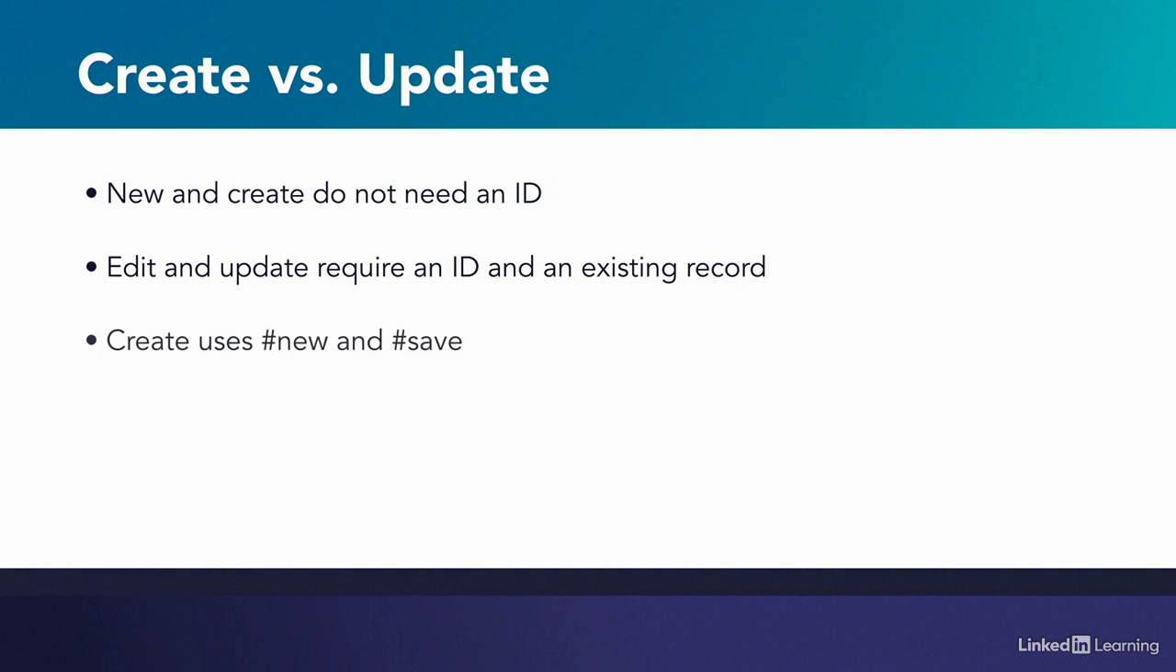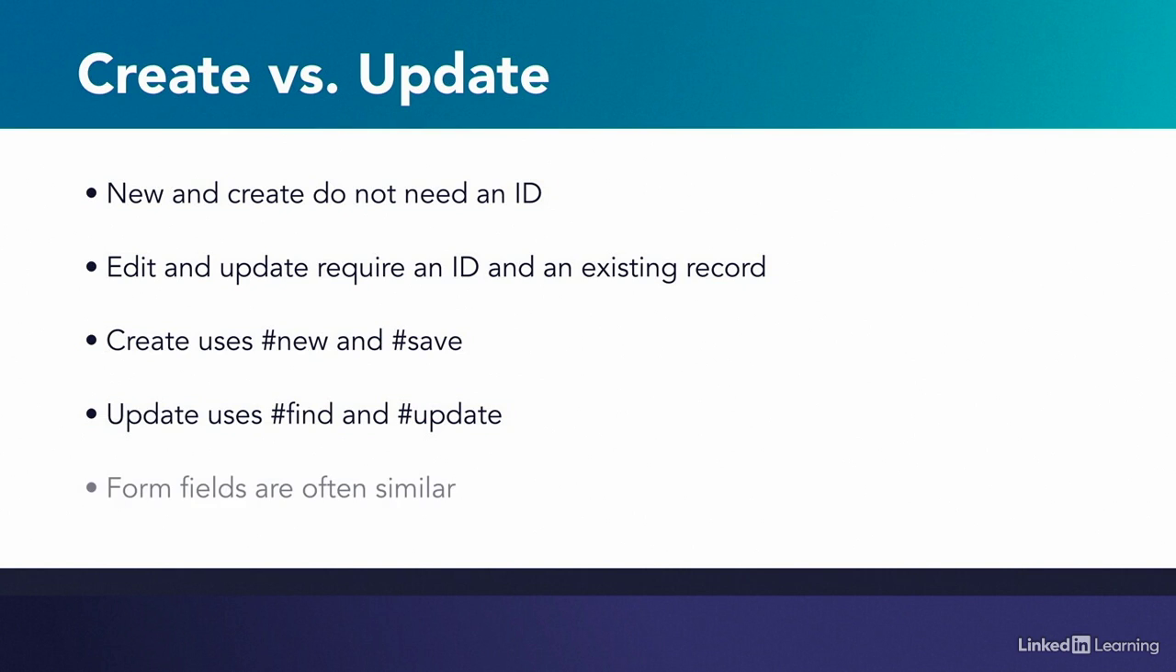The second difference is going to be in the way that we do the form processing. Create instantiated a new object and then saved it. Update is going to find an existing object and then call the update method to update the record in the database. You'll also notice that it's very common for the form fields on the two forms to be very similar. And that makes sense. If we're asking a user to do data entry to create a record, then we probably want to offer those same form fields to them when they're editing a record.